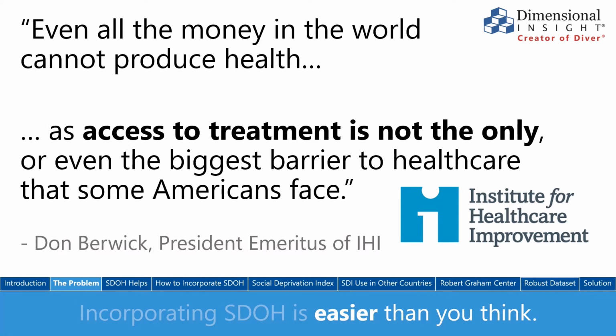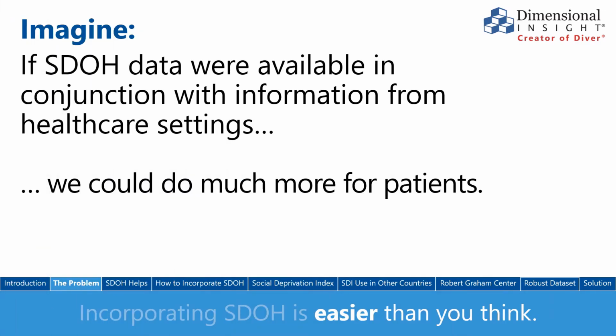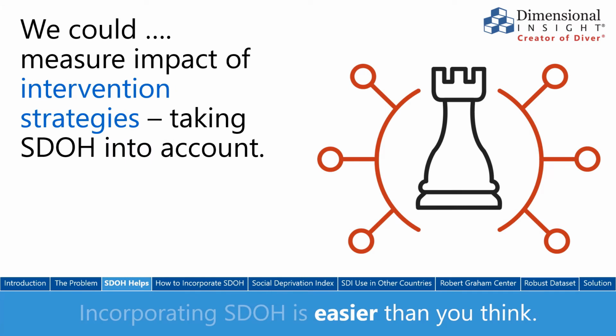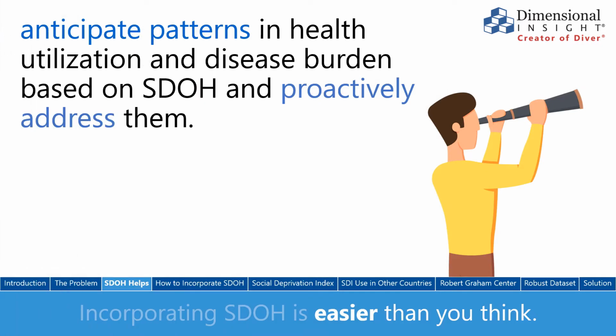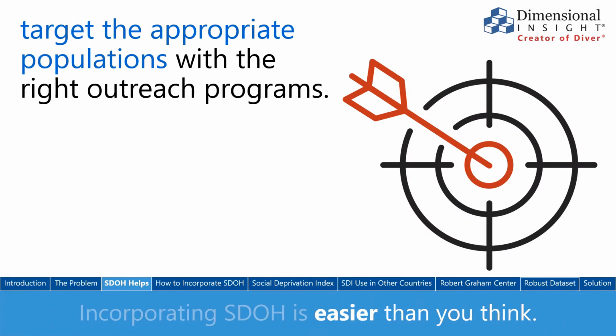Even all the money in the world can't produce health, as access to treatment is not the only or even the biggest barrier to health care that some Americans face, according to Don Berwick, President Emeritus of the Institute for Healthcare Improvement. Imagine if social determinants of health data were available in conjunction with information from healthcare settings, we could do much more for patients. We could measure the impact of intervention strategies, taking social determinants into account. We could anticipate patterns in health utilization and disease burden based on social determinants and proactively address them. And we could target the appropriate populations with the right outreach programs.